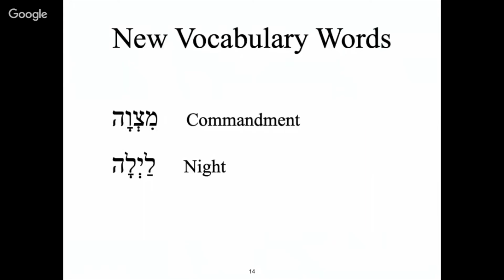So we have 2 new vocabulary words. Our first vocabulary word is mitzvah. Mitzvah means commandment. Our other new vocabulary word is lila. And again, this is our new vowel blend that we've learned, the patak followed by the yod. Lila means night.